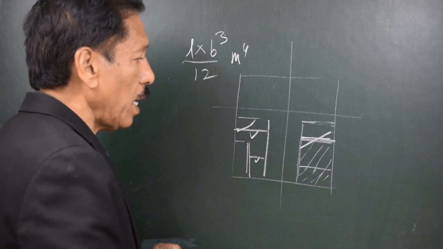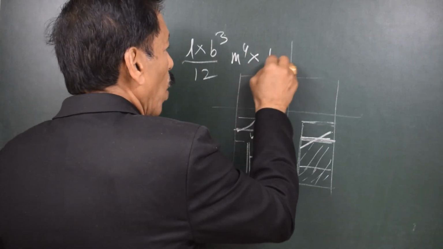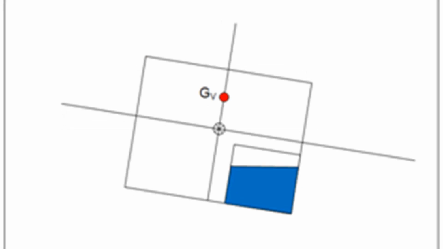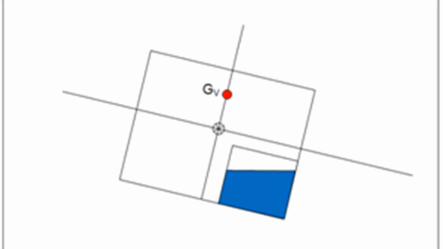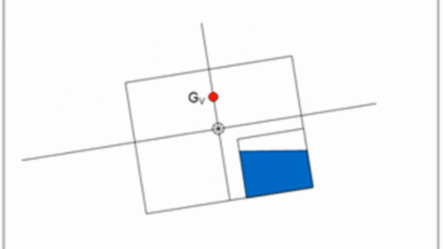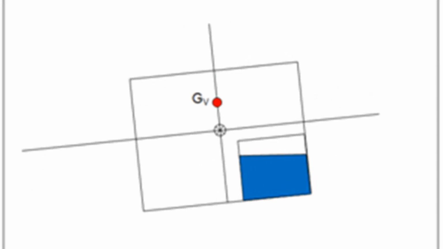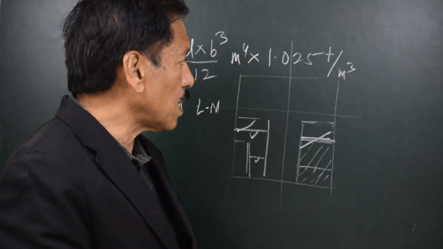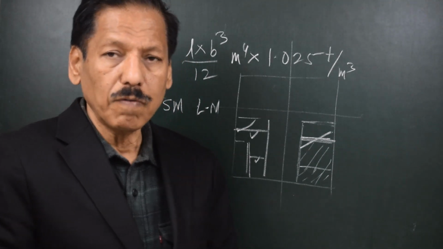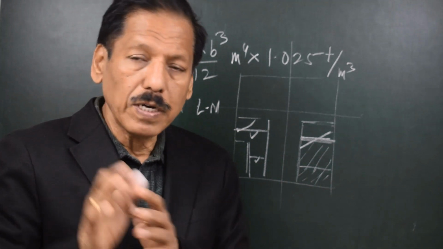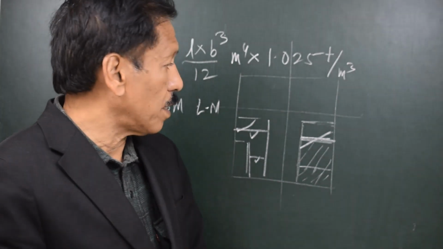This is the moment of inertia and the unit is meter raised to 4. Now, when we multiply this with the density, 1.025, say for seawater, this gives the free surface moment. So when we multiply the two, we get FSM, and the unit for the FSM is tons meter. At a basic level, let us understand the formula for moment of inertia for a tank whose liquid free surface is rectangular.